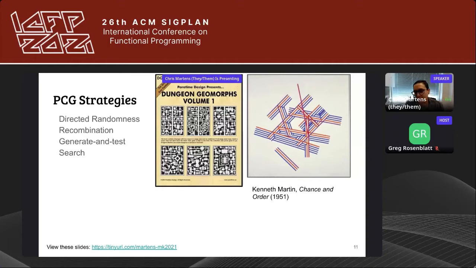This is an example from Kenneth Martin called Chance and Order from 1951. And then there are also things like Dungeons and Dragons, which is a tabletop game that you don't usually play with a computer. There were these sets of so-called dungeon geomorphs, or tiles, that you could use to arbitrarily place next to each other in a tile grid and create an arbitrary dungeon. So those are examples of directed randomness and recombination.